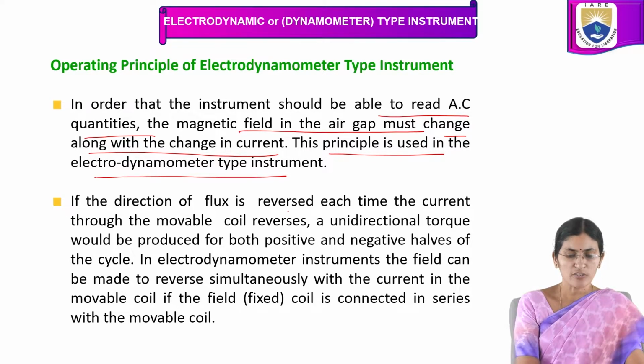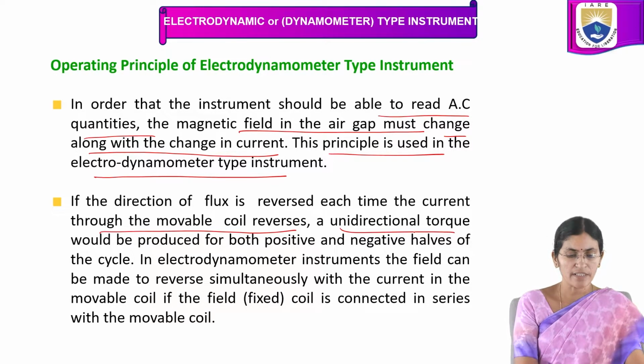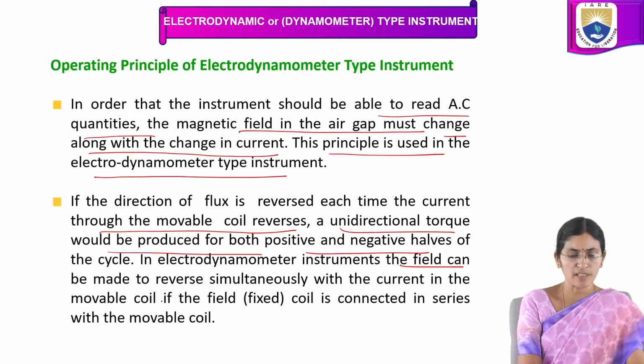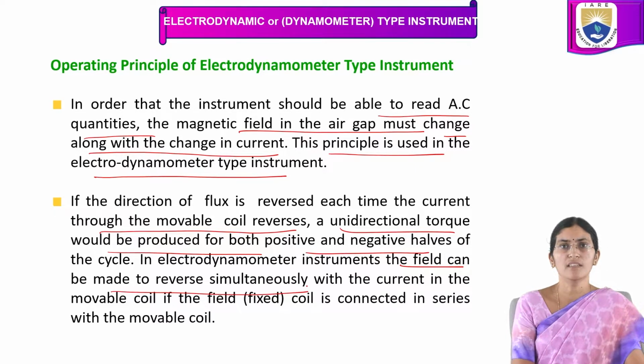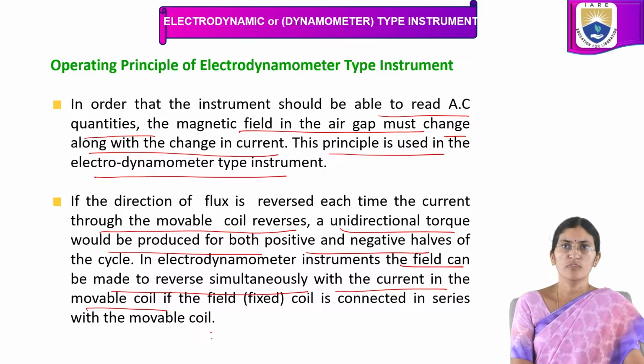So here if the direction of flux is reversed each time, the current through the movable coil will also reverse. So thus a unidirectional torque is produced for both negative and positive half cycles. So therefore in these instruments the field can be made to reverse simultaneously with the current in the moving coil if the field is connected in series with the moving coil.